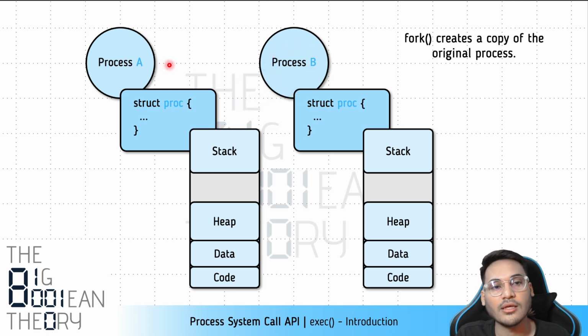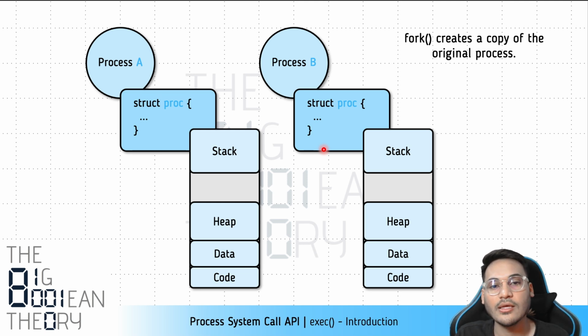Let's say that process A invokes the fork system call. The fork system call will create a copy of it, and this is the new process that is created. Process B is a different process from process A. In terms of, say, process ID, process A and process B are two distinct processes in the computer system, but the contents of the process control block and the process address space will all be a copy of the original process. The whole new process has been created by duplicating the original one.